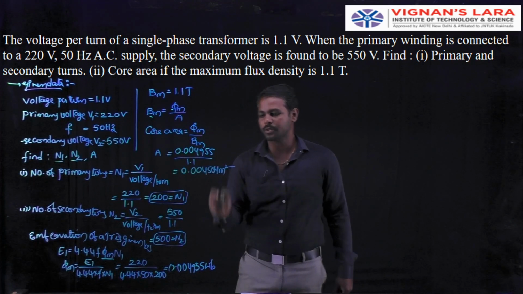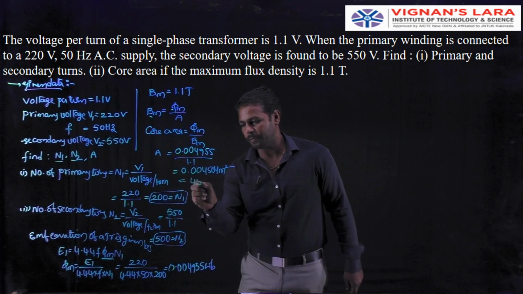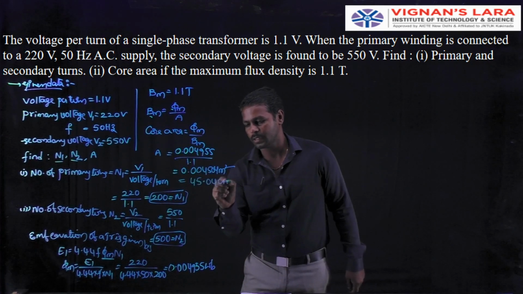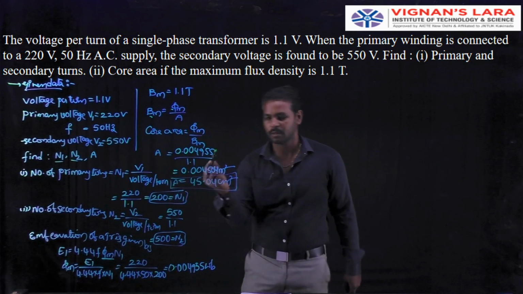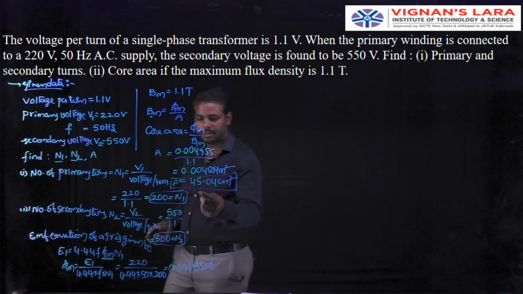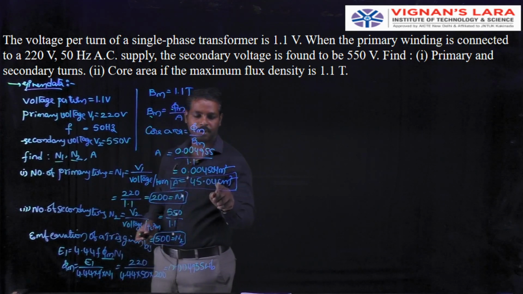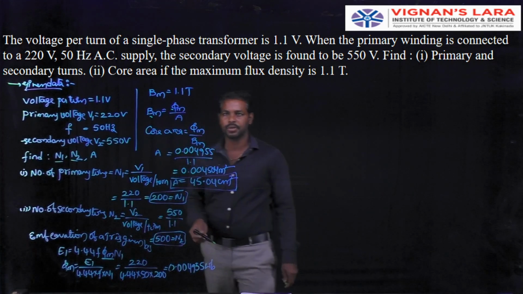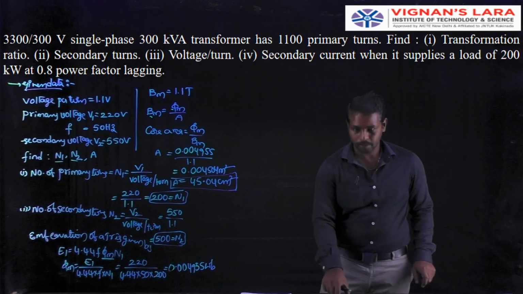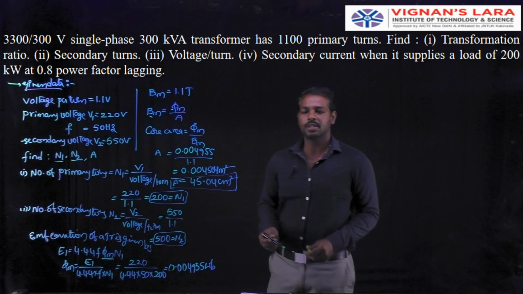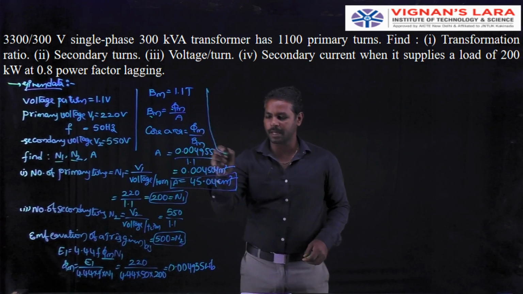That is 0.004504 meter square, which is to be converted into centimeter square. So it is equal to 45.04 centimeter square. This is the area of cross section of the transformer, our magnetic core. So the core area is 45.04 centimeter square. Another one is a 3300 by 300 volts single phase transformer.